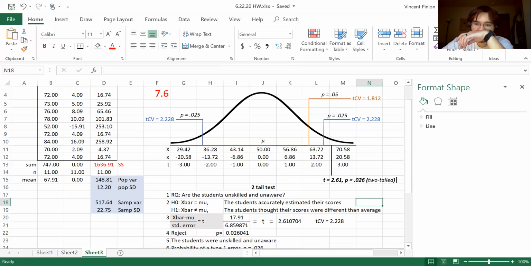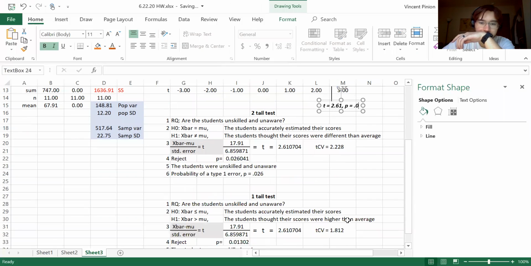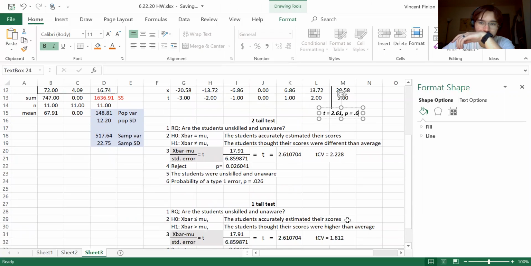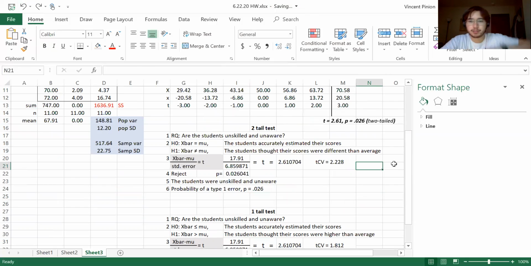Yeah, I think that's okay. You could put two-tailed. It'd probably make more sense to put the one-tailed p-value. Yeah, I don't know. We prefer two-tailed most of the time in psychology. So we're just gonna go with that.